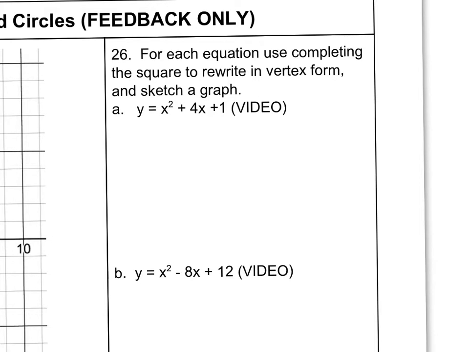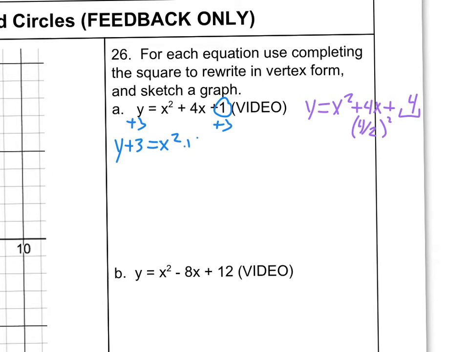So I know this has to be y is equal to x squared plus 4x plus something. And to get that something, we do that middle term divided by 2, which is 2, squared is 4. I would love for this 1 to be a plus 4 instead. I'm going to add 3 to both sides. So y plus 3 is equal to x squared plus 4x plus 4.